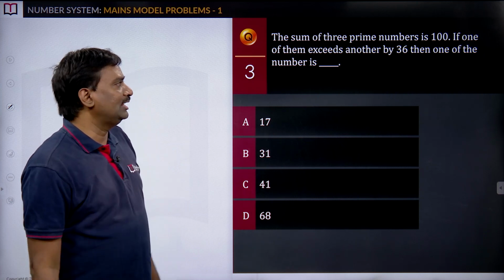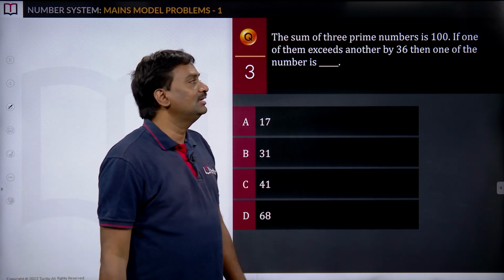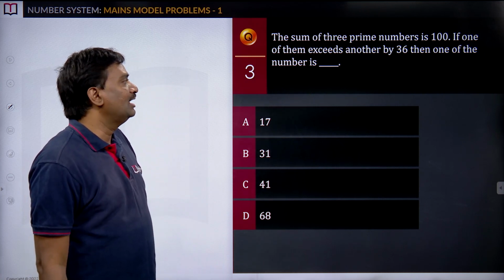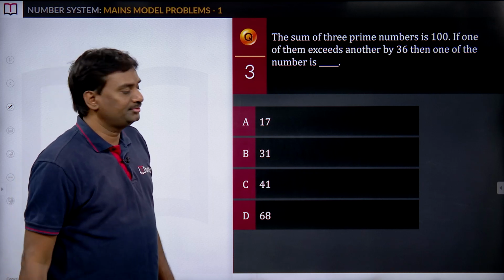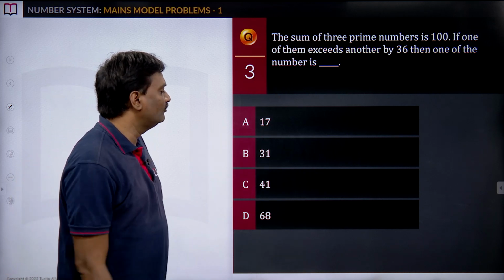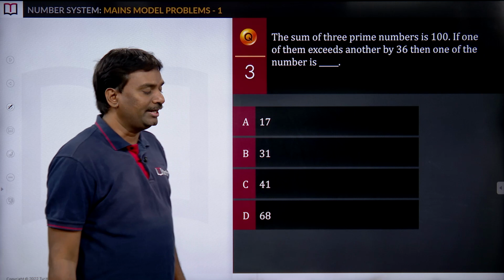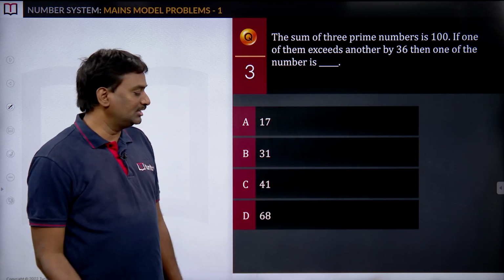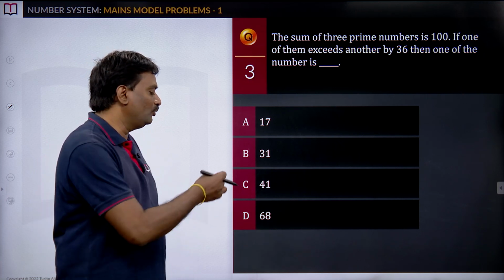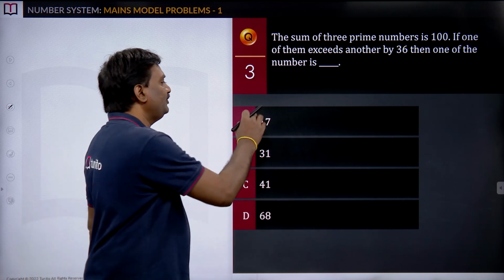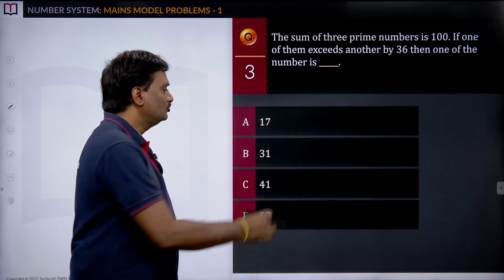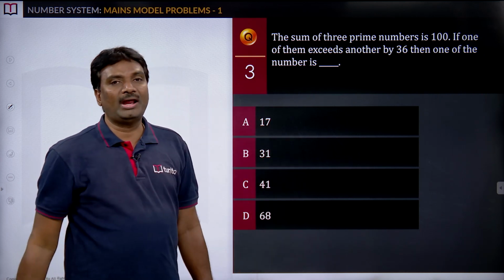So, 3 numbers are there. The sum of 3 prime numbers is 100. If one of them exceeds another by 36, then one of the numbers is 17, 31, 41, 68. So, clearly we can say 68 is not a prime number. So, without doing anything you can eliminate option D. Here the remaining options are 17, 31, 41. So, clearly these 3 are prime numbers.